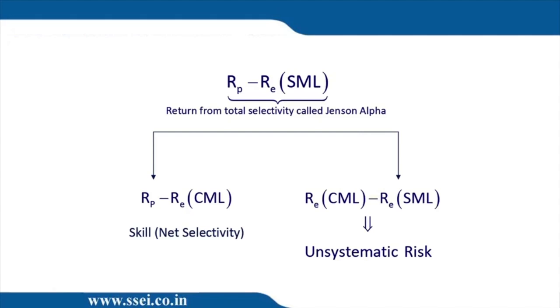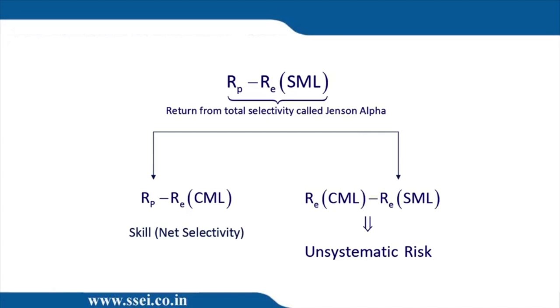But when we see the sum, question number 3, you will find that in this sum, ICAI has done it wrong. When they were asked to calculate return from skill, they calculated Jensen's alpha, that means RP minus RE. And when they were asked to calculate return from unsystematic risk, they did RM minus RE. They compared the RE with RM. Now that's totally wrong.